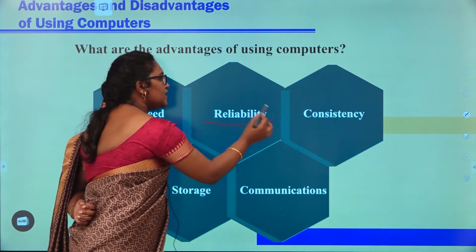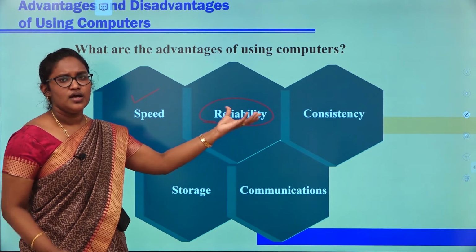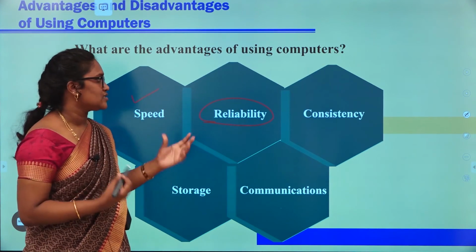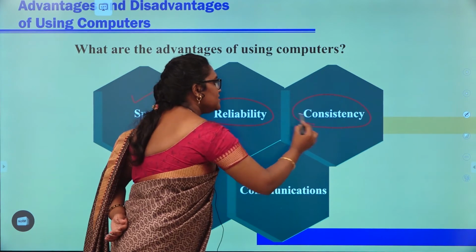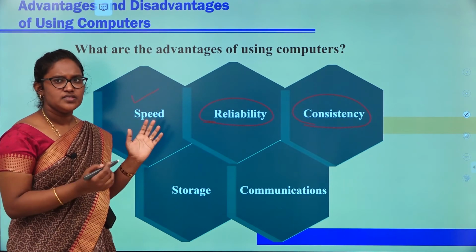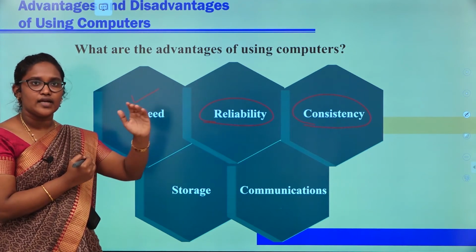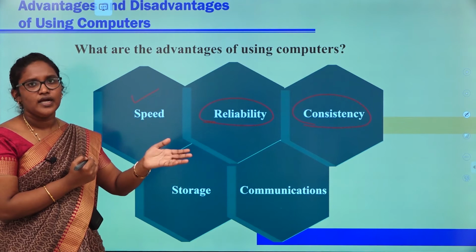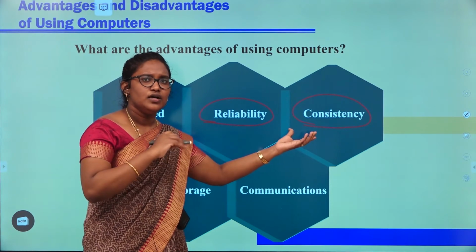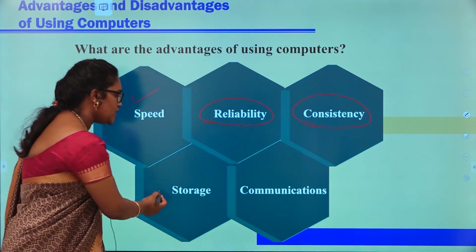Next one, reliability. Reliability means we are giving a task to the computer by having a trust on that computer. It will perform the task. Next one, consistency. If you understand this term, it means whatever data you are storing won't be deleted until and unless you press the delete option in your computer. That means without asking your permission, the computer does not do any kind of operation. So that is consistency. Next one is storage.